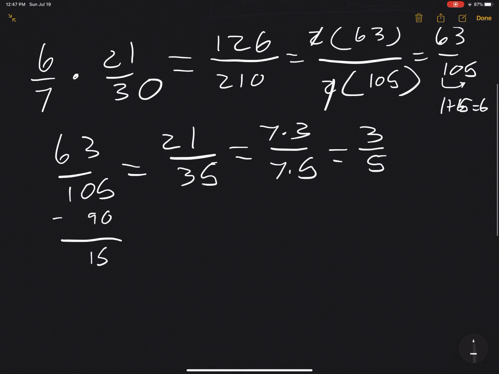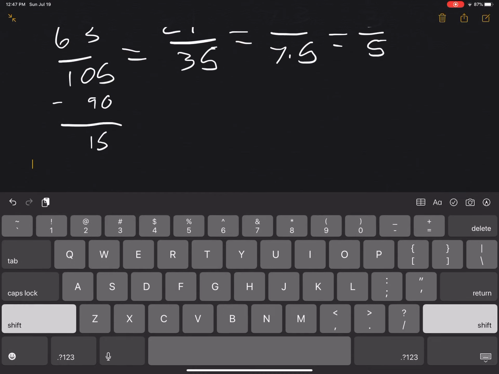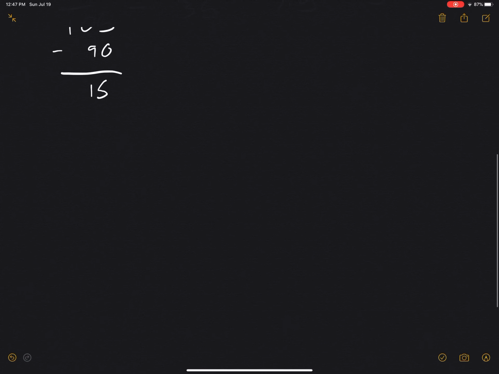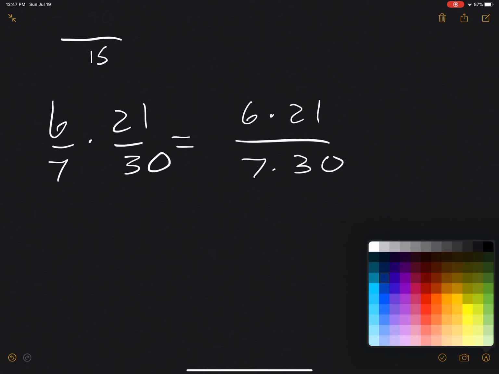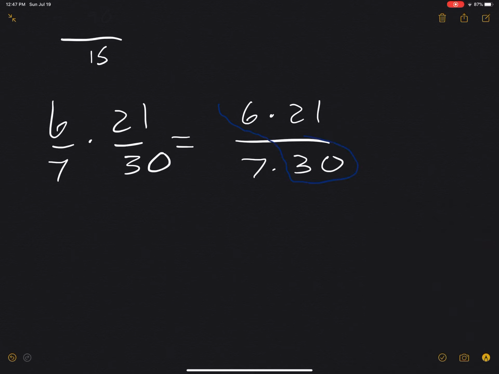But with multiplication, another thing that you can do is simplify sooner. So let's see what that means. We had 6 over 7 times 21 over 30. Let's simplify right away. We can do something called cross-simplifying. We can say this is equal to 6 times 21 over 7 times 30, and now we can cancel out anything on the top with anything on the bottom. So what I'm going to do is I'm going to look at 6 and 30 and say, can I cancel anything here? Yes, I can.